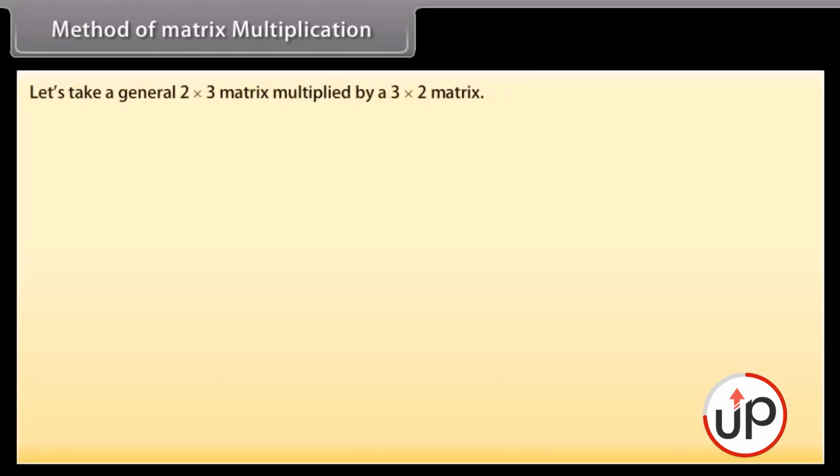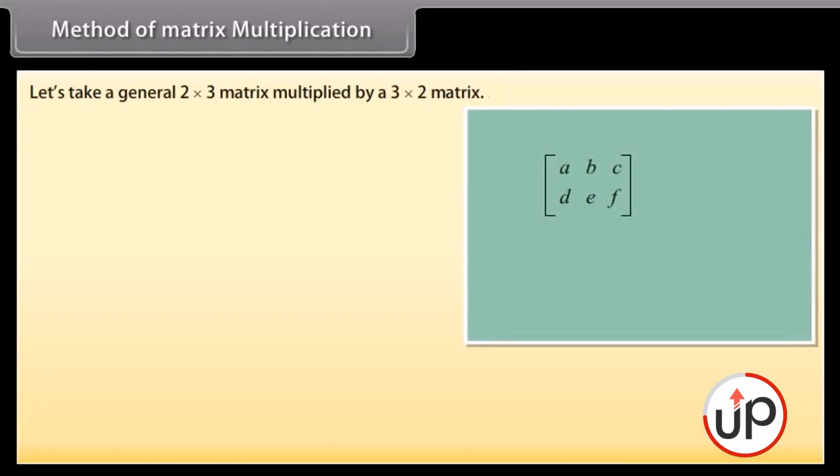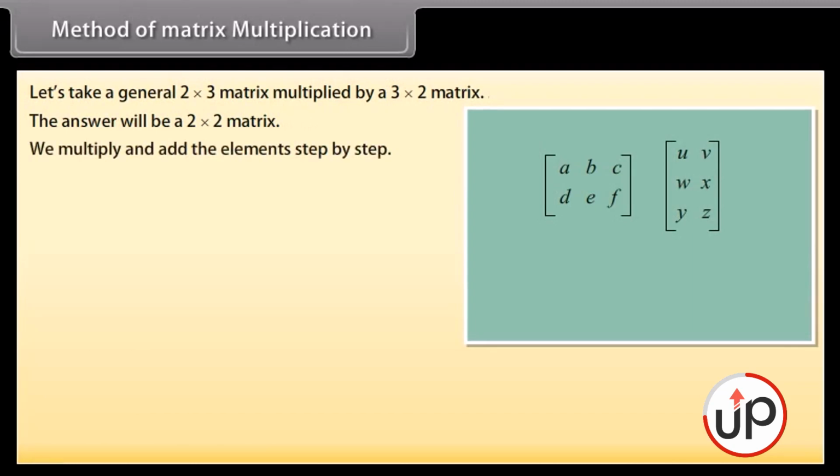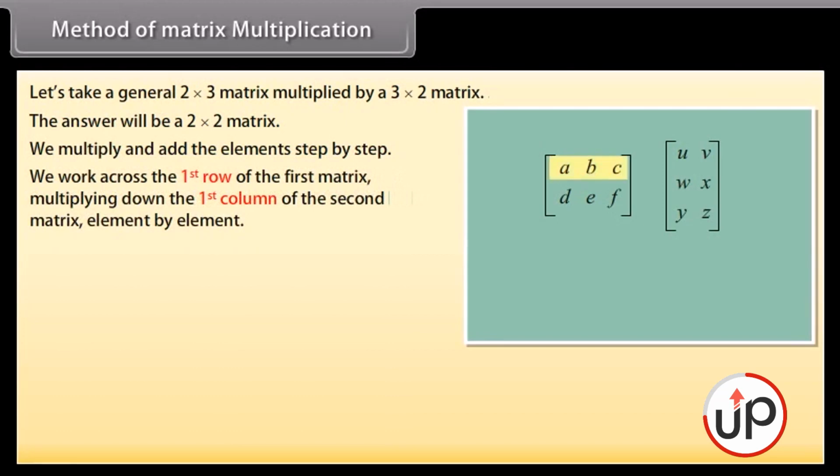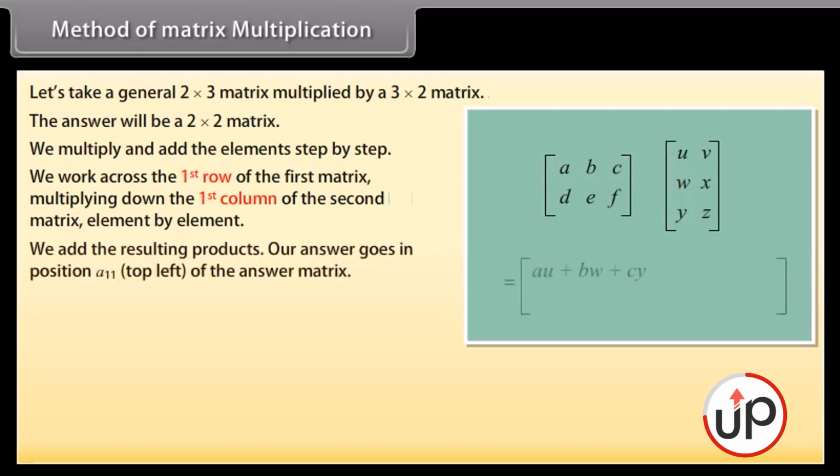Method of matrix multiplication. Let's now learn the method to multiply two matrices. Let's take a general 2 by 3 matrix multiplied by a 3 by 2 matrix. The answer will be a 2 by 2 matrix. We multiply and add the elements step by step. We work across the first row of the first matrix, multiplying down the first column of the second matrix element by element. We add the resulting products. Our answer goes in position a11, that is the top left of the answer matrix.